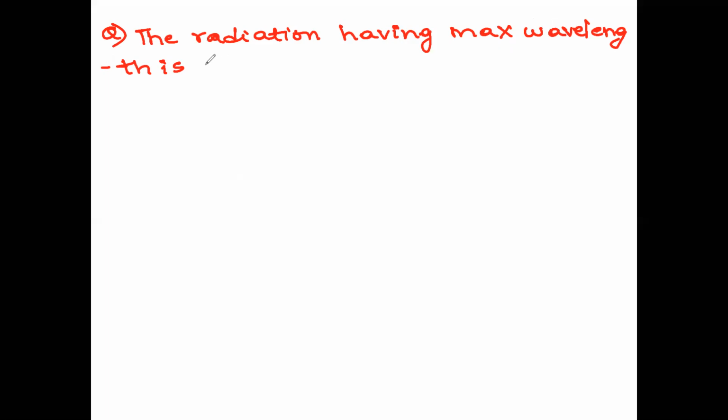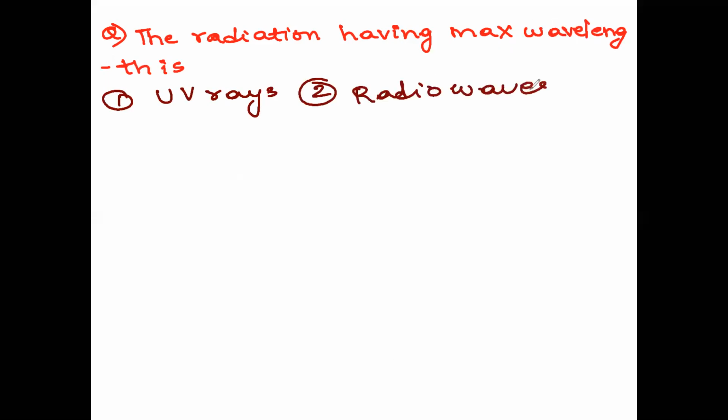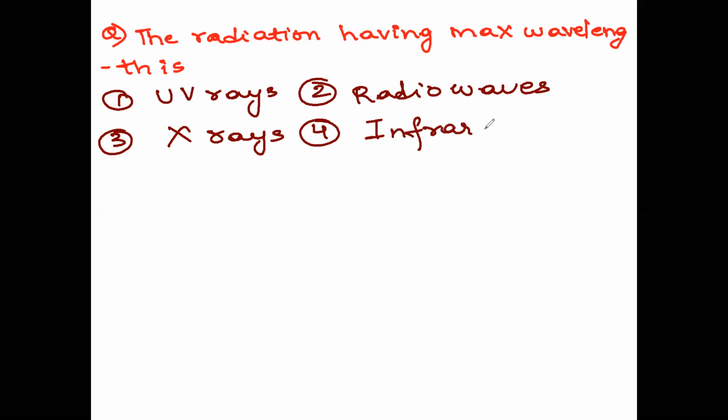The radiation having maximum wavelength is: first option UV rays, second option radio waves, third option X-rays, and fourth option infrared rays. If you can recollect the diagram, you can clearly see wavelength increasing from left to right, and frequency increasing from right to left, because frequency and wavelength are inversely proportional to each other. Higher wavelength, less frequency; less wavelength, higher frequency.